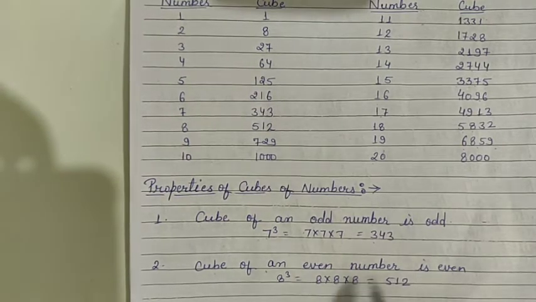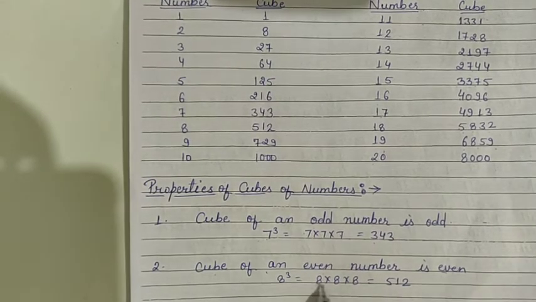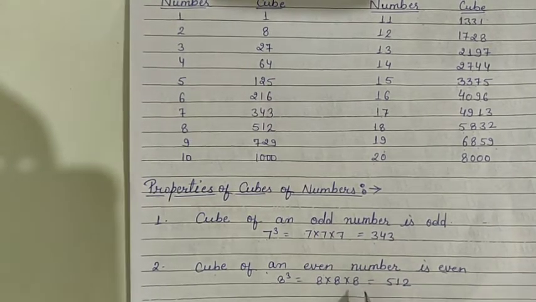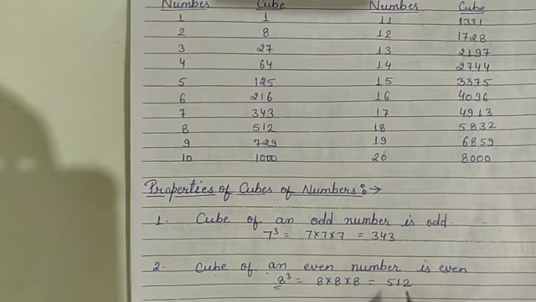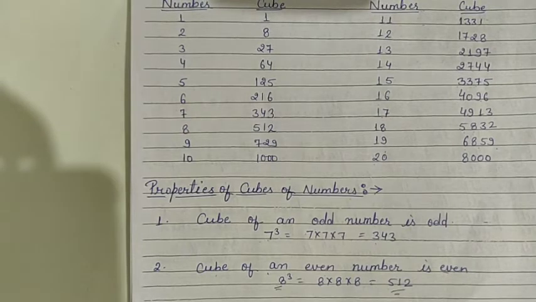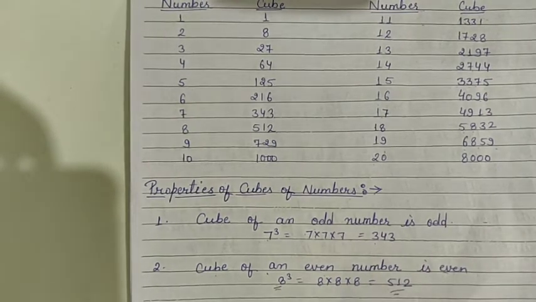Cube of an even number is even. For example, cube of 8 is 8 into 8 into 8, and that is equal to 512. 8 is an even number and 512 is also an even number. So cube of an even number is even and cube of an odd number is odd.